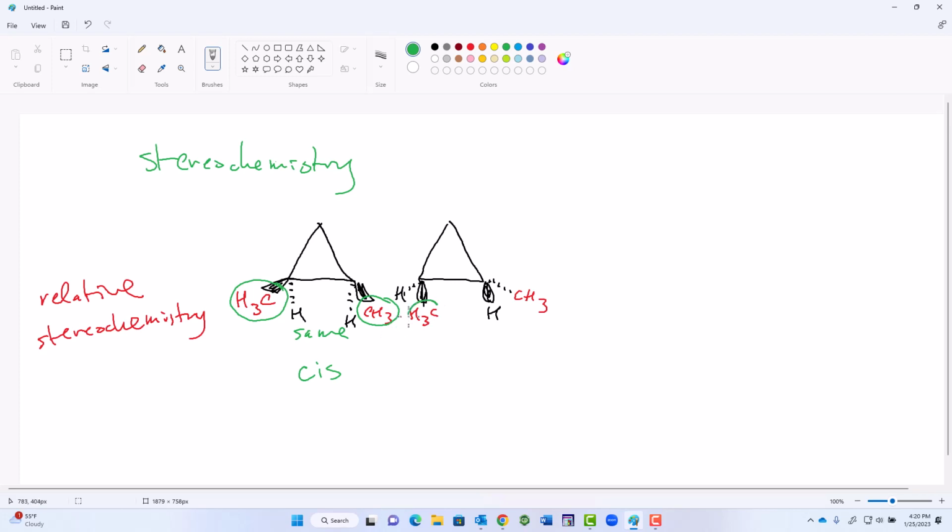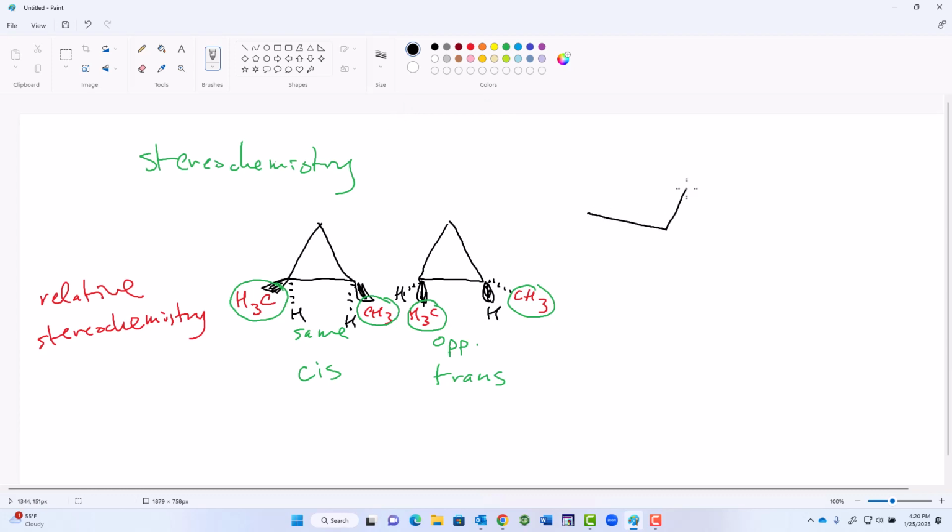In this case, where we have a methyl group pointing up and a methyl group pointing down, they're on opposite sides of the C-C bond, so we would call this a trans isomer. So cis means they're on the same side, trans means they're on different sides. Now, when we're thinking about stereochemical arrangement and relative stereochemical terms, there can be a difference in energy between the cis and the trans isomers.